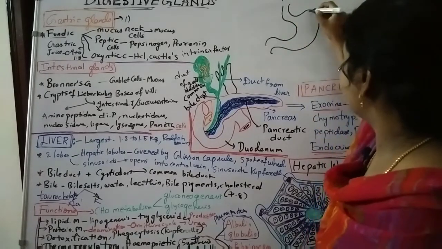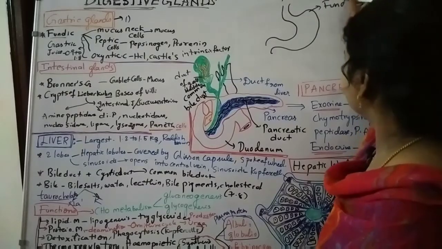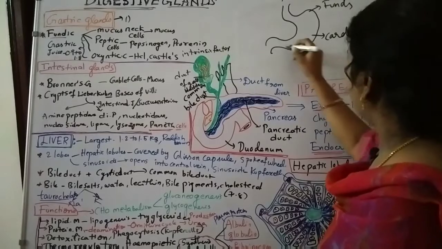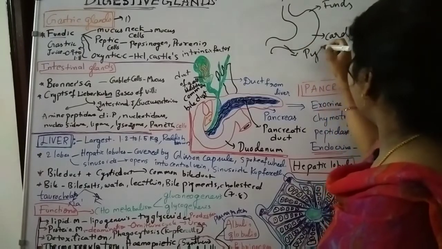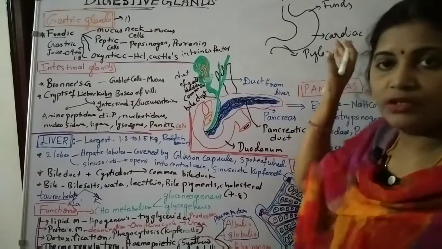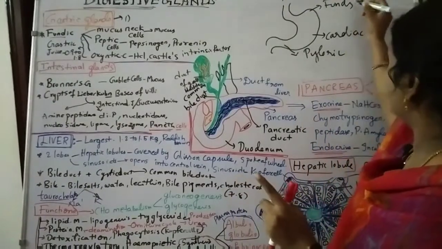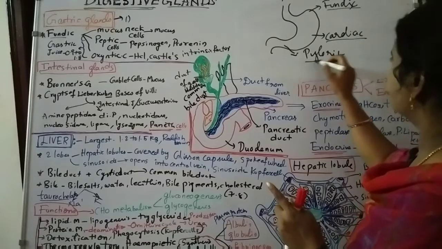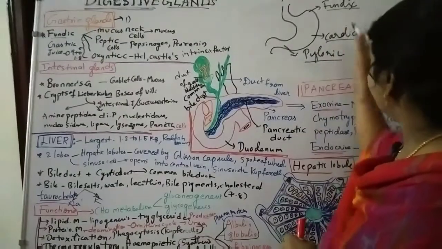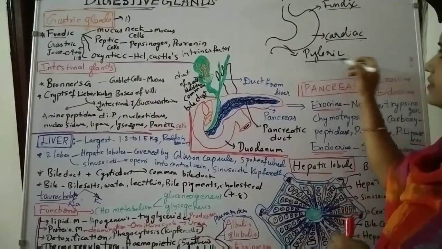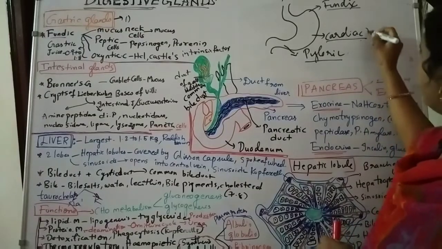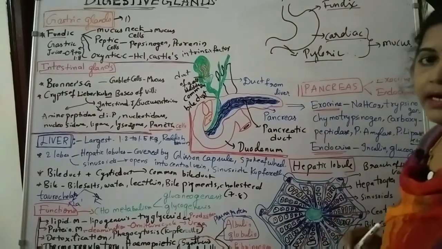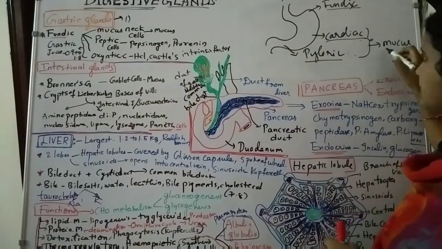It is a J shaped structure. This portion will be the fundus, cardiac and then the pyloric part. Based on the location, these glands are known as fundic glands, cardiac glands and pyloric glands. The cardiac glands and pyloric glands both release mucus.